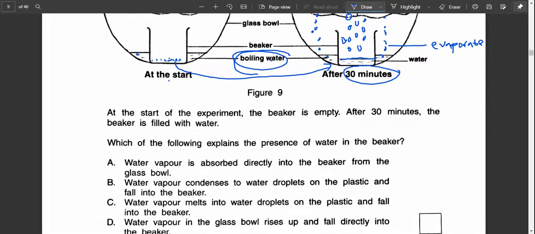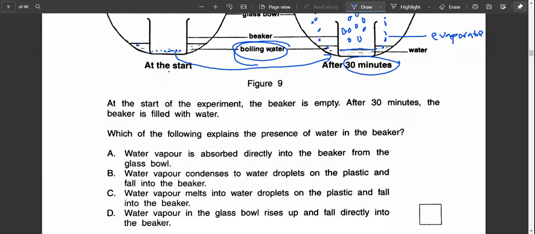Which of the following explains the presence of water in the beaker? A, water vapor is absorbed directly into the beaker from the glass bowl. Absorbed directly, I don't even understand what it means, so that one should be out. B, water vapor condenses to water droplets on the plastic and falls into the beaker. That's what I said just now. C, water vapor melts. No, it doesn't melt. Melt means solid to liquid. We don't see any solid there, so that one is definitely out.